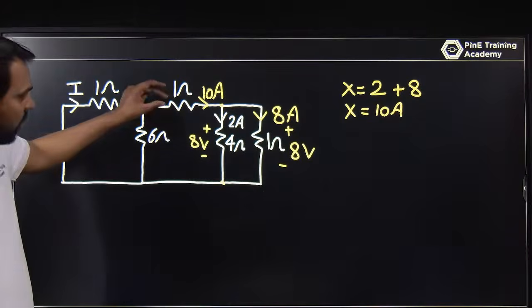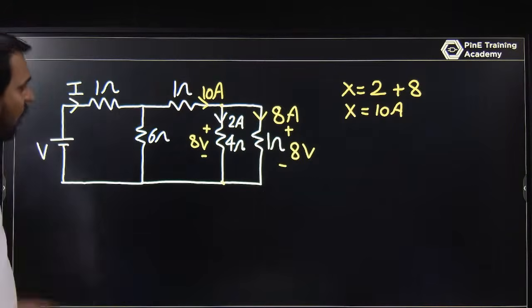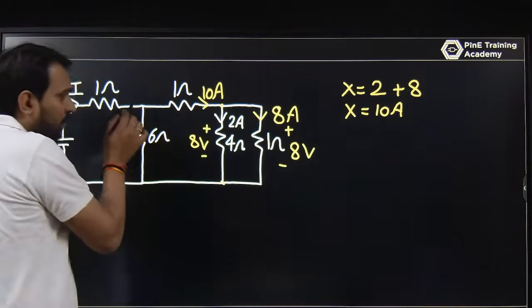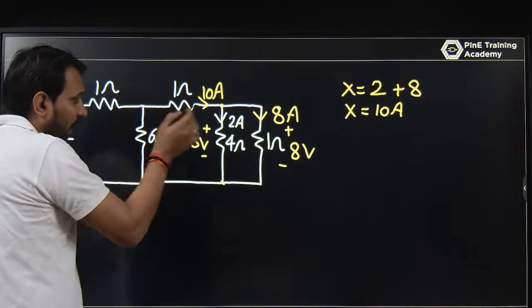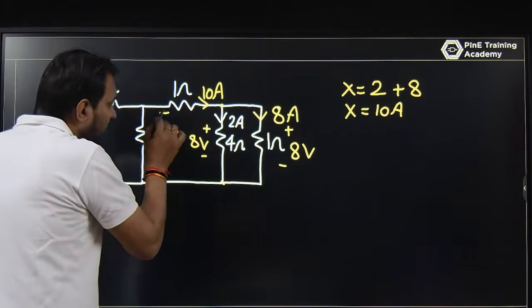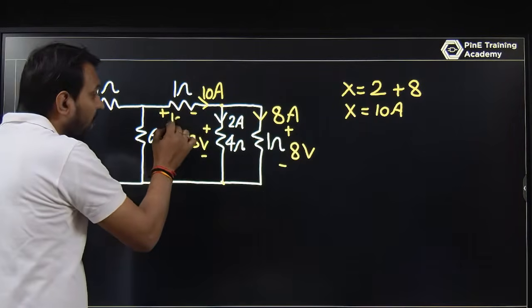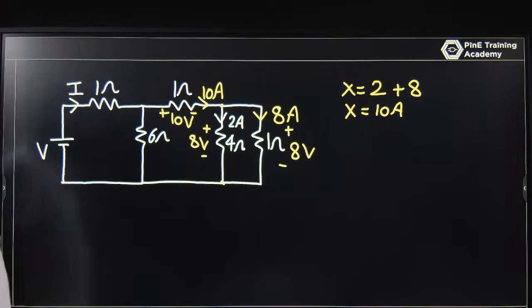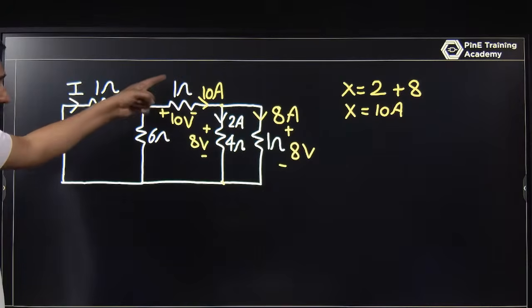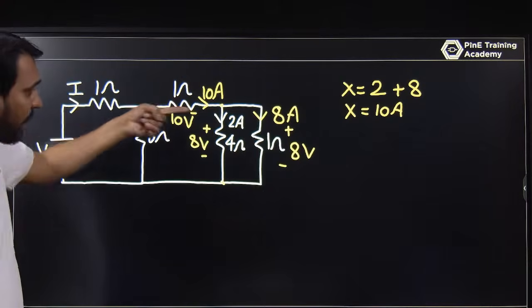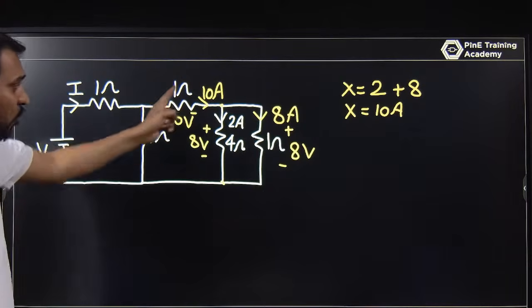If you know this 10 ampere, you can decide the voltage. If 10 ampere is passing through this resistor, this is plus and this is minus. What is the voltage across 1 ohm? The first sign is positive, the second sign is negative, and this is 1 ohm. So 10 ampere is passing from left to right, so plus and minus, that is 10 into 1, that is 10 volt.